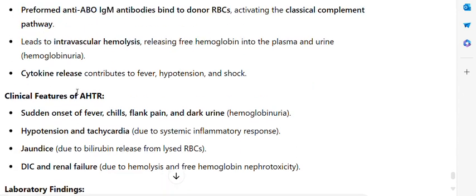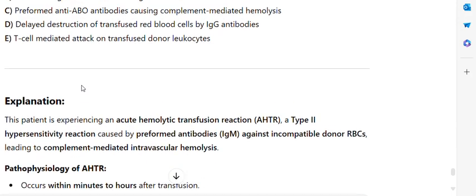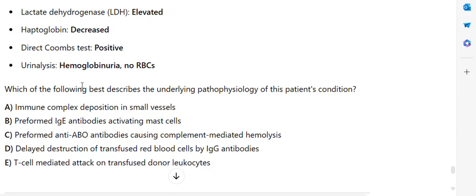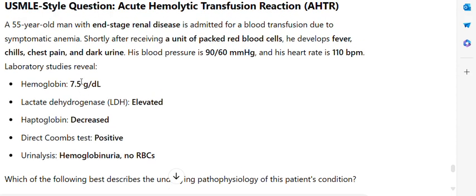USMLE-style question: acute hemolytic transfusion reaction, AHTR. A 55-year-old man with end-stage renal disease is admitted for a blood transfusion due to symptomatic anemia. Shortly after receiving a unit of packed red blood cells, he develops fever, chills, chest pain, and dark urine. His blood pressure is 90/60 mmHg, and his heart rate is 110 BPM.